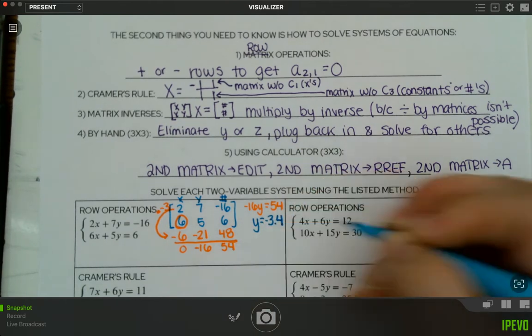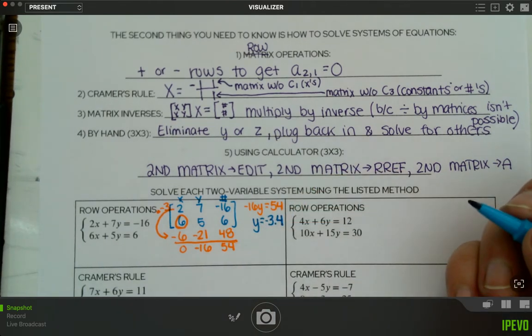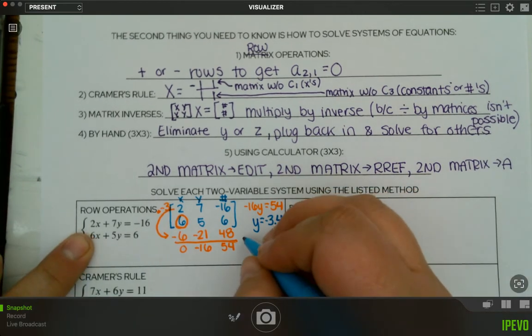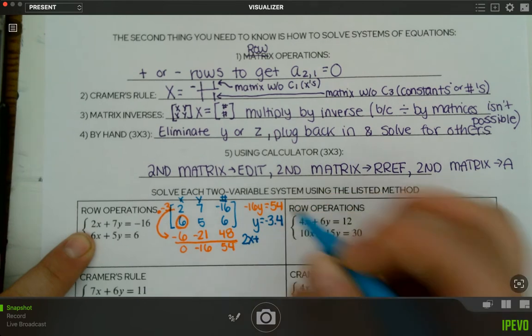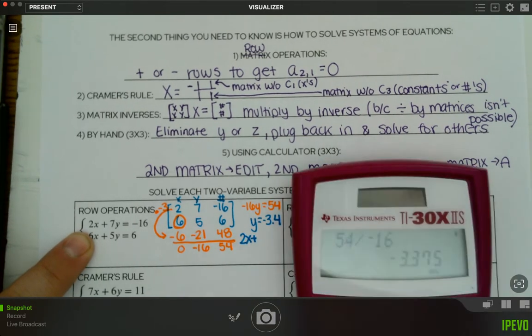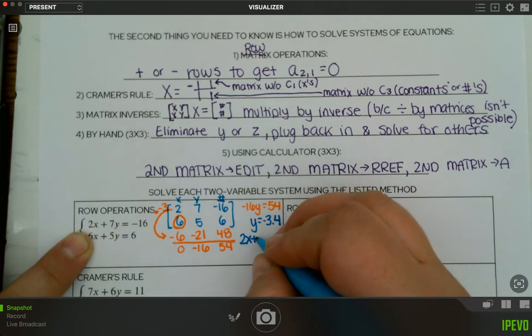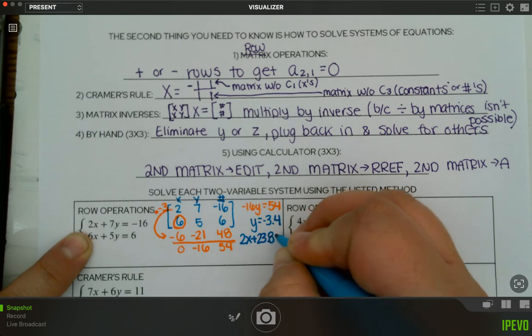And then you take that answer and you plug it back in for y. So I'm going to plug it back in for y right here. So it'll be 2x plus 3.4 times 7 is 23.8 equals -16.